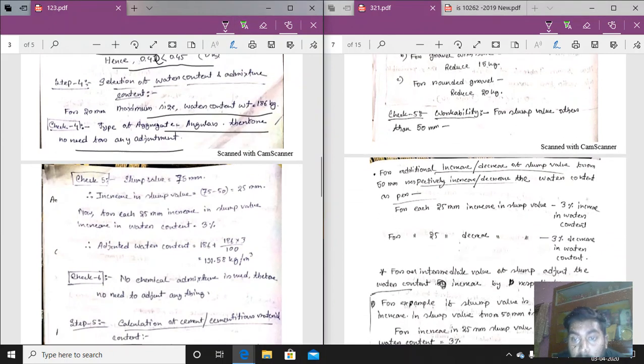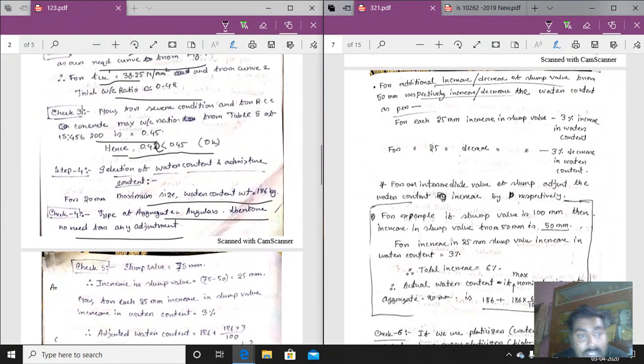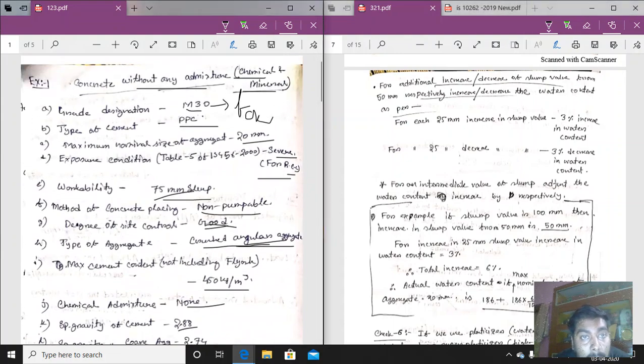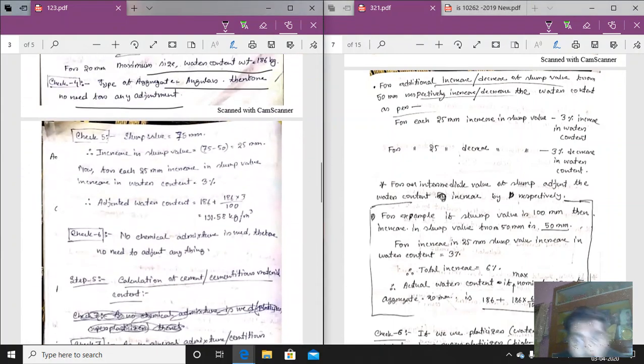Coming to check number 5, that is the workability check, for slump value more than 50 mm. Now what is the slump value given here? 75 mm slump value. So for each 25 mm increase in the slump value, 3% increase in the water content. The slump value has been increased by 25 mm. So for 25 mm increase, 3% water content has to be adjusted. So adjust the water content for the 75 mm slump value.